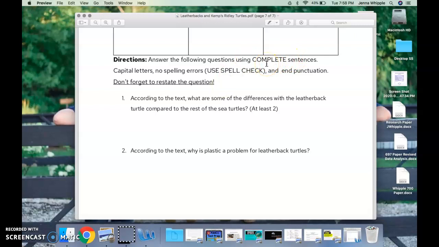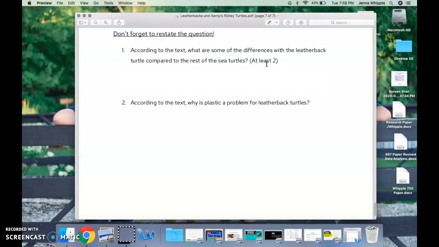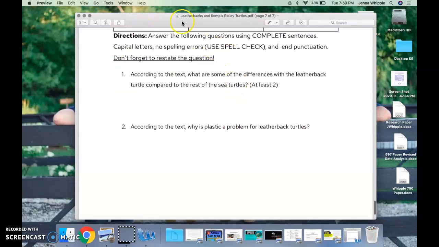And then the last part, answer the following questions using complete sentences. So you need to have a capital letter and punctuation, no spelling errors because you can use your spell check, and your end punctuation. Don't forget to restate the question. I would say from Friday, that was one of the biggest point losers, that you did not restate the question, and it clearly says to restate here.